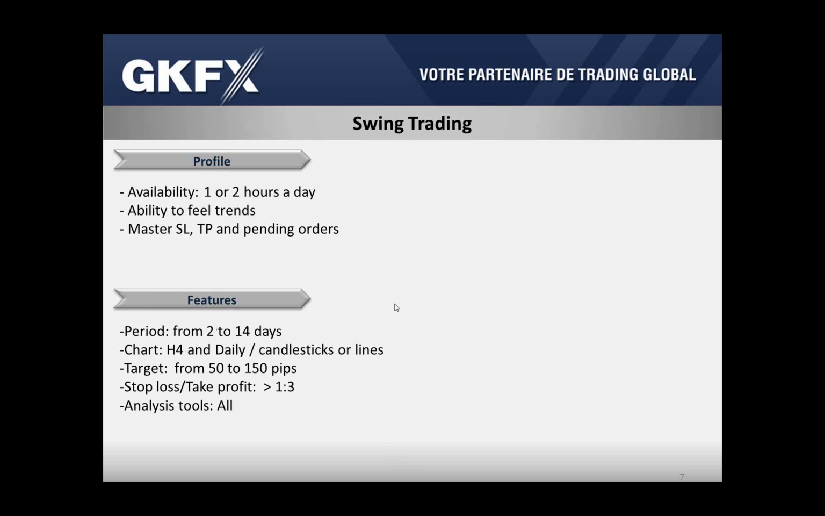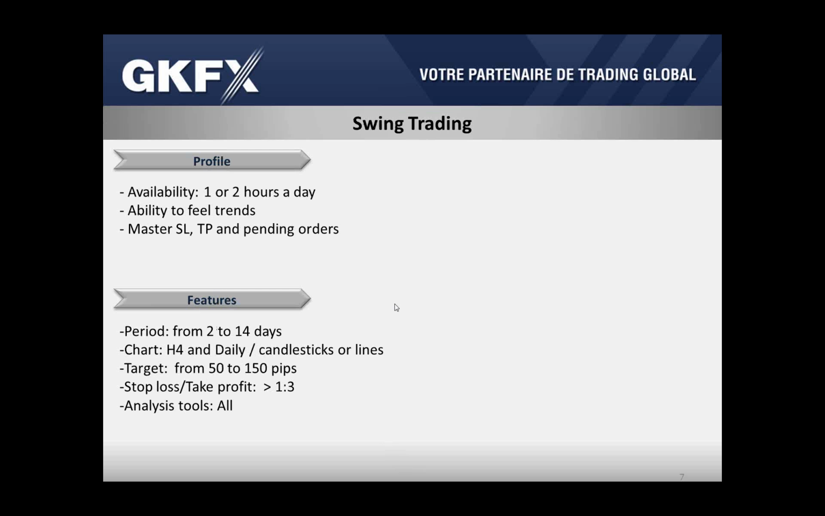That's it. It requires a good ability to feel the trends, because when you're a swing trader, you are trading the trend, bullish, bearish trend. And also, now it's obvious, you have to master stop loss, take profit, trailing stop, and pending orders. Features. The period is quite wide, from 2 days to 14 days. So it's not a rule, but usually it's between 2 and 14 days. So it's not a short-term trading strategy, but medium.